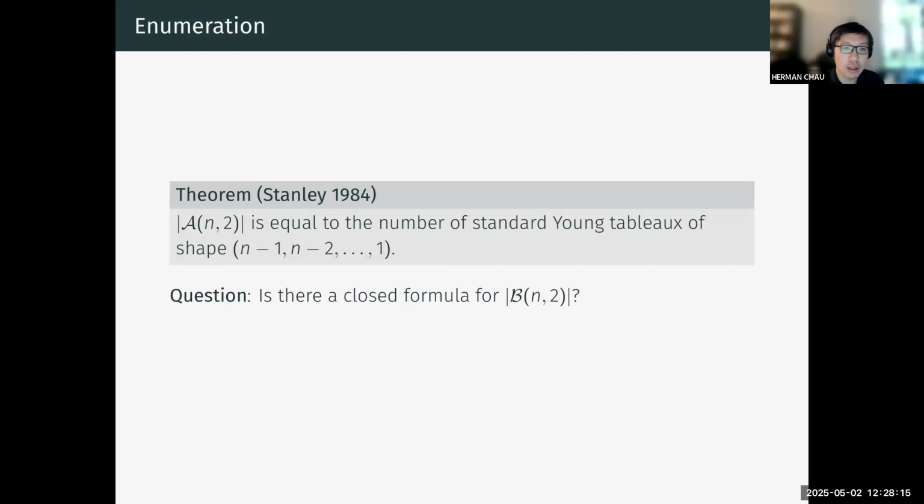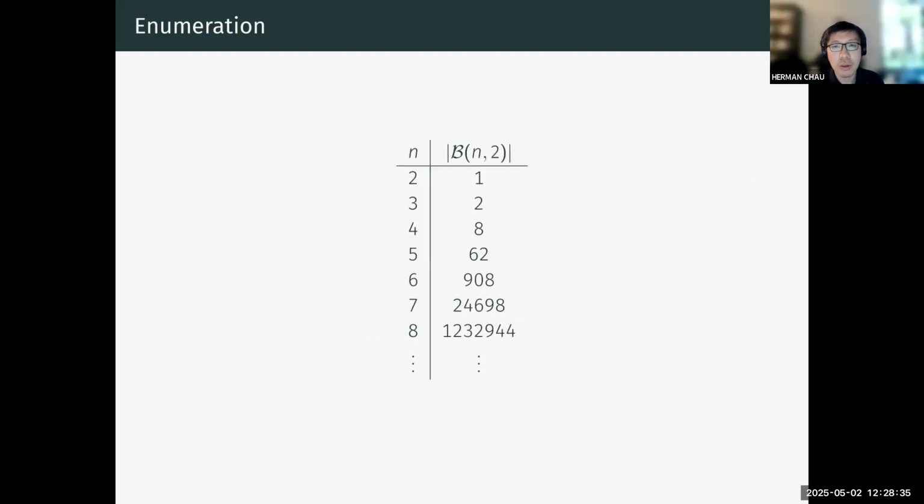So a natural question to ask is, what happens if we mod out by commutation equivalence? Is there still going to be some nice closed formula? Surprisingly, this is still open. And B(n,2) also grows very quickly with respect to n, so it's hard to get data to look at these values. As an example, here are the first few of these, from 2 to 8, the first values of the size of B(n,2).